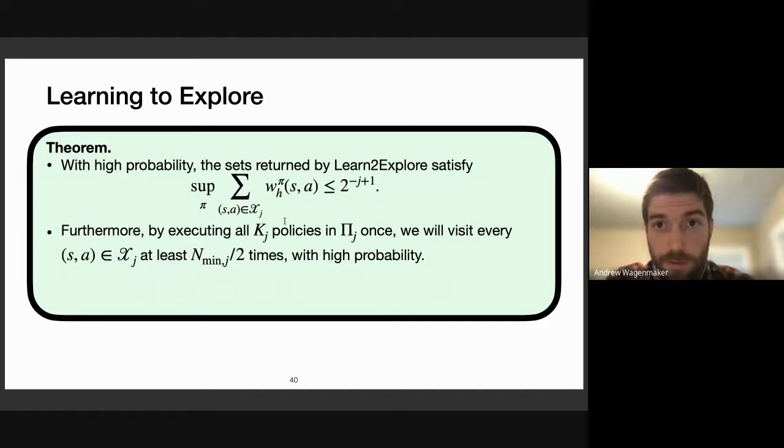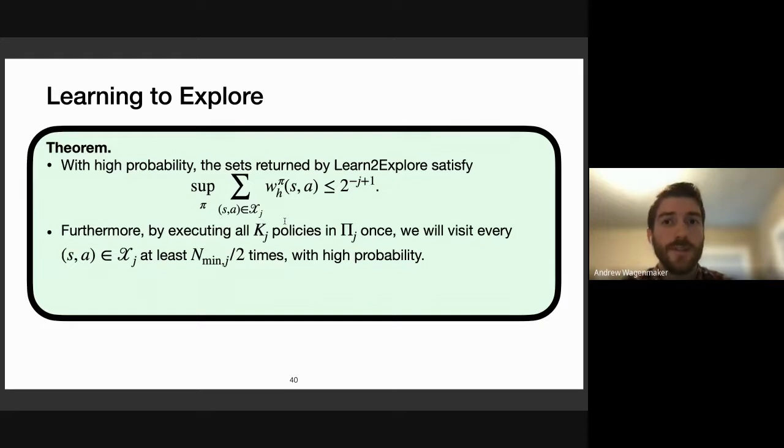Furthermore, and this is a really key point, by executing all the policies we ran in this procedure that were in this exploration stage again, we can guarantee that we'll visit every state action in xj at least like half the number of times we visited in the first draw. And so what this gives us is a set of policies that is essentially like a map over states and actions. We know that if we run these policies again, we can guarantee we're going to reach these states and actions a given number of times.